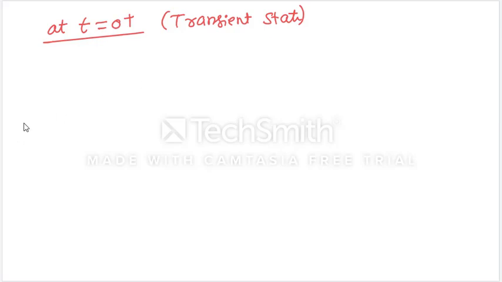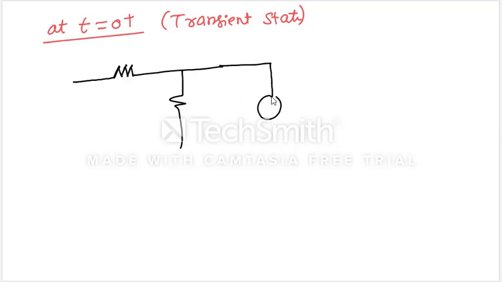Yes, at t equal to 0 plus. This is what? Immediately after closing the switching action. So I can call this the transient state. In transient state, the inductor is open circuit and the capacitor is shorted, but we have the initial current and initial voltage. The capacitor is shorted like this, and the switch is closed now, and here this inductor is open, but we have some initial current.